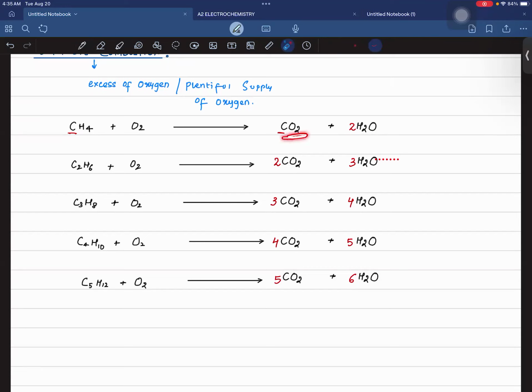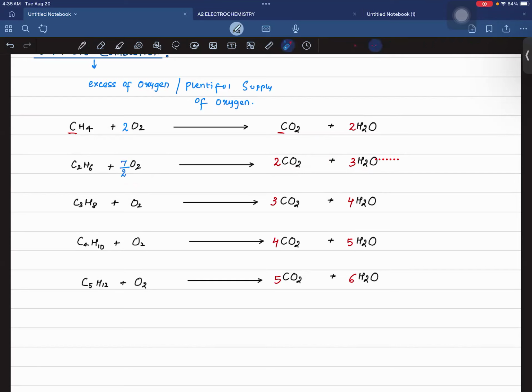So how many oxygens? 2 and then 2. So there are 4 oxygen atoms. Already I have 2 oxygen atoms, so I'm supposed to write 2 over here. Now this is balanced. Here 2 into 2 is 4 and 3 into 1 is 3. So in total there are 7 oxygen atoms. I already have 2 oxygen atoms, so what number should I write so that I get 7 oxygen atoms? I am supposed to write 7 upon 2.